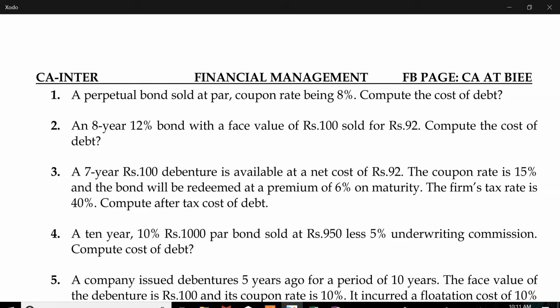Now please listen. Any problem will be viewed as a new issue, except if they say 2 years ago you made an issue, or 5 years ago you made an issue, then alone it will be an existing issue. Otherwise, sold at par means today I am selling at par. Today I am making it. So any problem will be viewed as a new issue, unless they give information that the company sold bonds 2 years ago or something of that sort. Otherwise, it will always be a new issue.